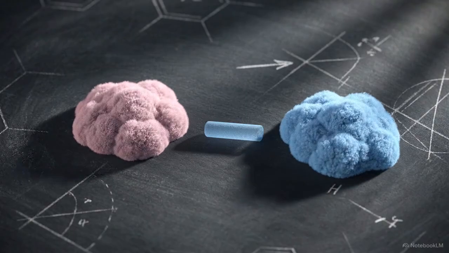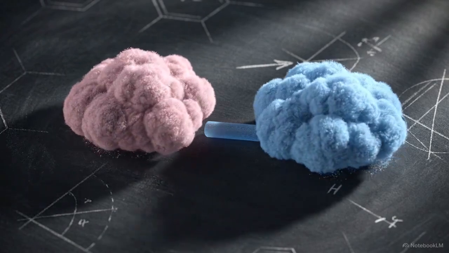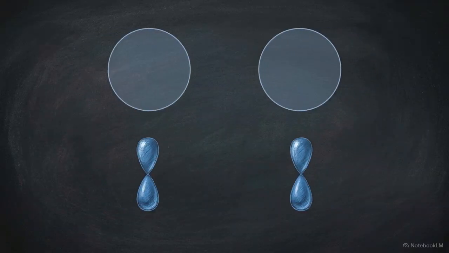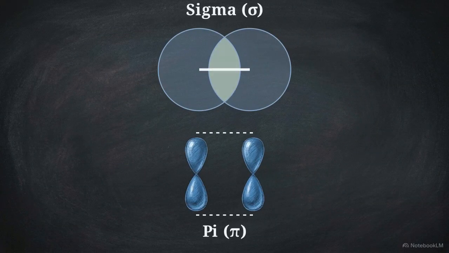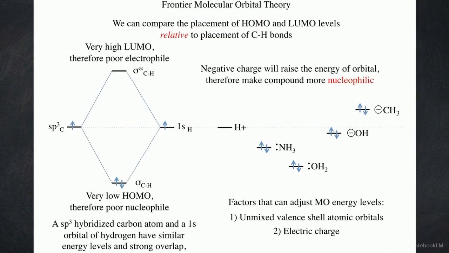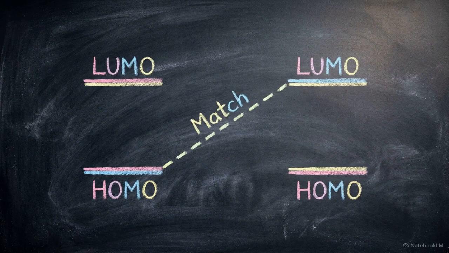The geometry of the approach matters just as much as the energy. The physical degree of overlap dictates the mixing efficiency, which is why a direct head-on sigma bond overlap is inherently stronger than a parallel pi bond overlap. Electric charge tunes these energy levels. On the right, a negative charge raises the methyl anion's HOMO energy, increasing nucleophilicity. Conversely, on the left, electron withdrawing groups drop the LUMO's energy level, creating a highly receptive target. Synthesis ultimately relies on the meticulous tuning and matching of these orbital energy heights to force a specific chemical reaction.